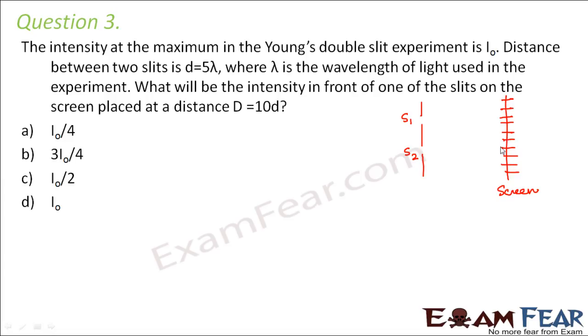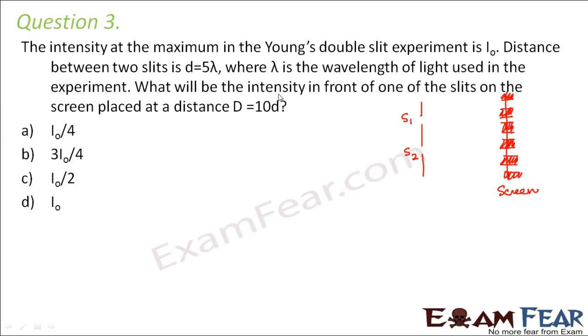So if we assume that this is the bright band, then this is the dark band. Again, this is bright, so this is dark, this is bright, this is dark. Similarly, this is dark, and so on. So this is how you see the interference pattern on the screen.